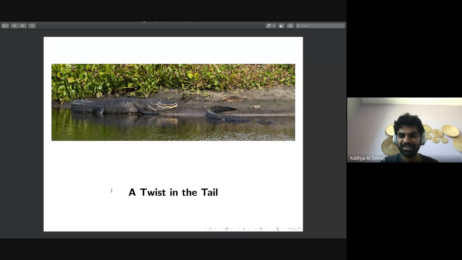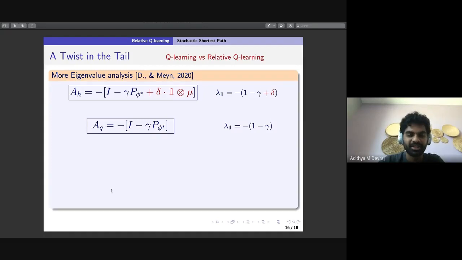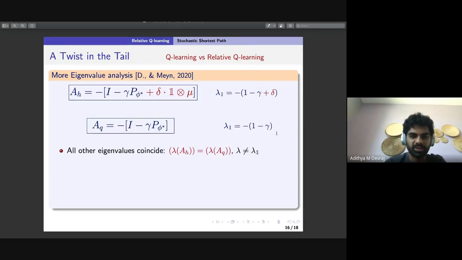Finally, a twist in the tail. What we can show, by going back to the eigenvalue analysis of both the Q-learning and relative Q-learning algorithms, is the following. The eigenvalue corresponding to the right eigenvector 1 is this over here, and the eigenvalue corresponding to the right eigenvector 1 for the Q-learning algorithm is minus 1 minus gamma. This is something we actually use in the proof of the convergence rate of relative Q-learning. We can show that every other eigenvalue of these two matrices is exactly the same except these two.